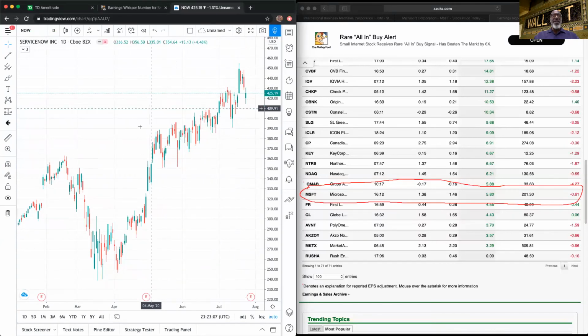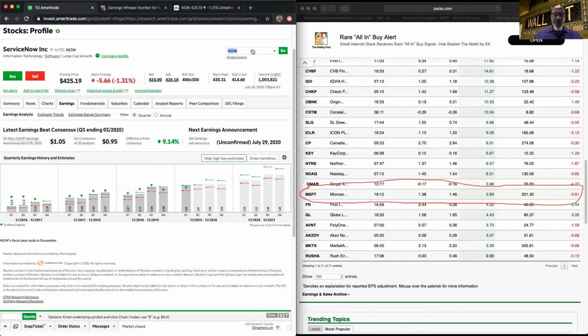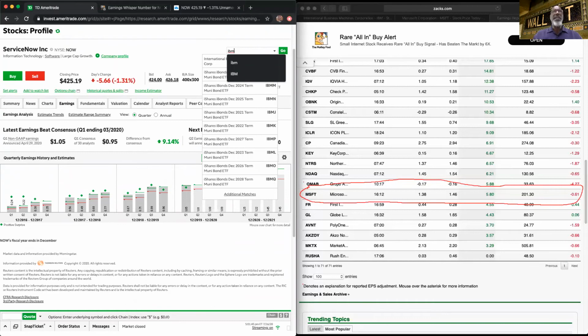So hopefully you got a good understanding of how I trade these and how I look for these. There's another one that came out. IBM beat the number. And after IBM beat the number, let me go back over here. IBM did beat it.